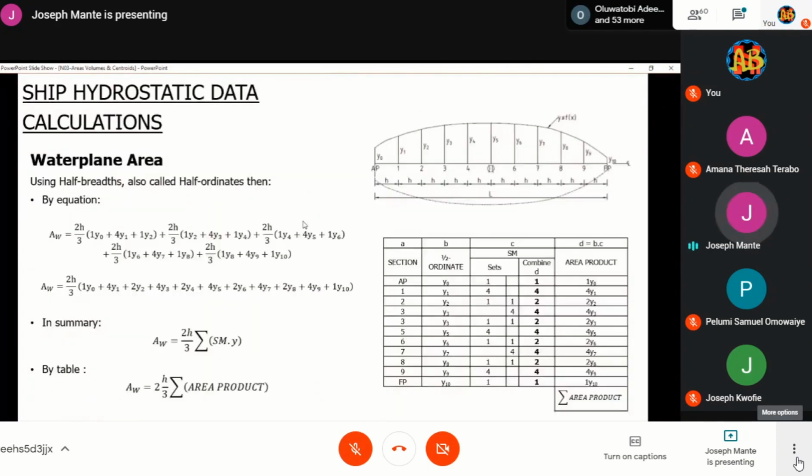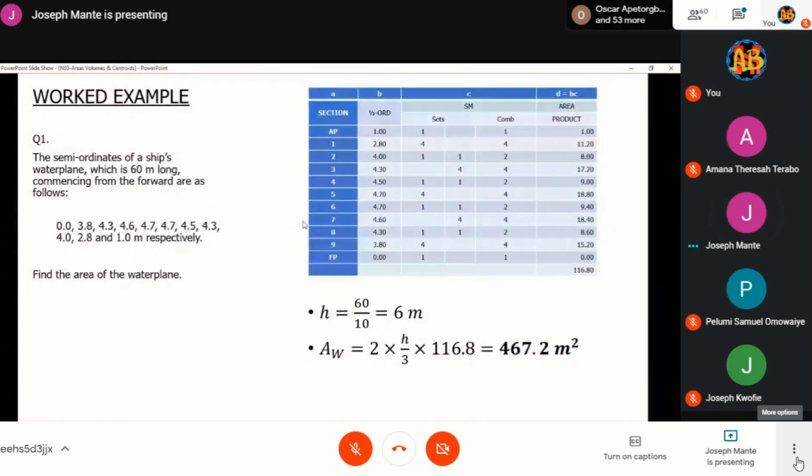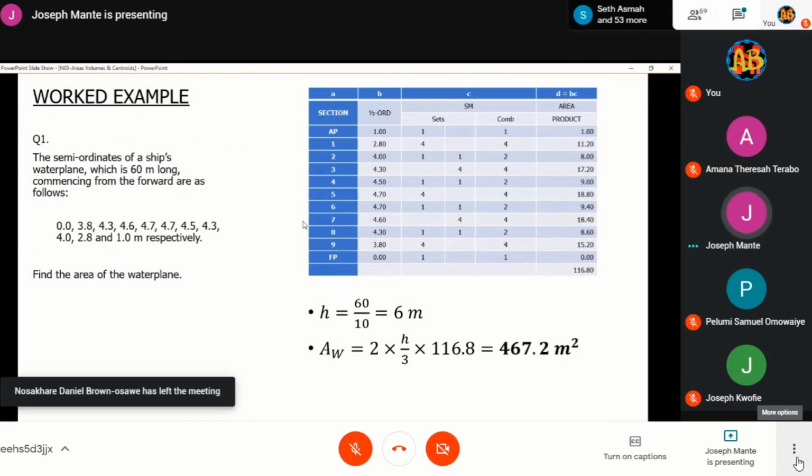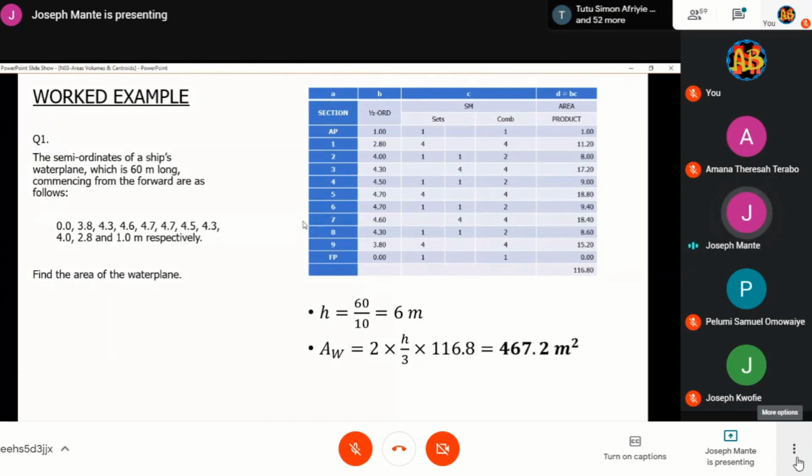All right. So when the question is given to you, these were the half coordinates that were given to you. Now you have been able to get your stations. From the aft, you get to 1, 2, 3, 4, 5, 6, and so on. Now your half coordinate at the aft, you have been able to get 1.0. At station 1, you have been able to get 2.8, and so on. You have filled that. Now if you multiply your Simpson's multiplier times the half coordinate, you should be able to know the area.